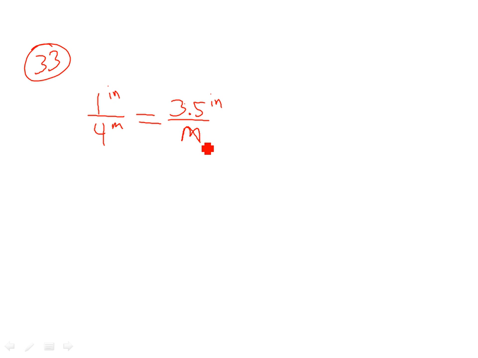Let's use what? Maybe M for miles, or you could have used D for distance, something that makes sense to the problem, right? Cross multiply, what's 1 times M? That's real hard. 4 times 3.5.